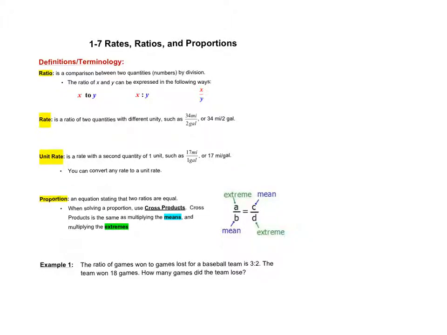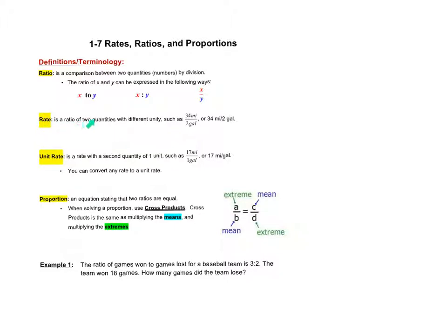A lot of vocab words go along with section 1-7, rates, ratios, and proportions. Our first vocab word is a ratio. A ratio is a comparison of two quantities by division. All ratios can, in the end, be written as a fraction, but you can also write x to y, x colon y, and x over y is the fraction.